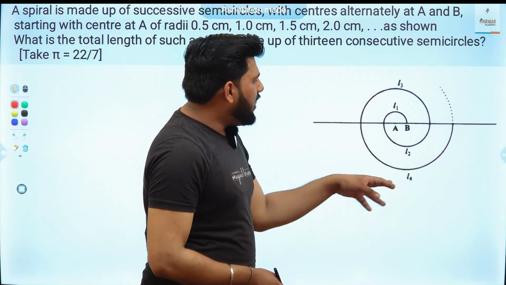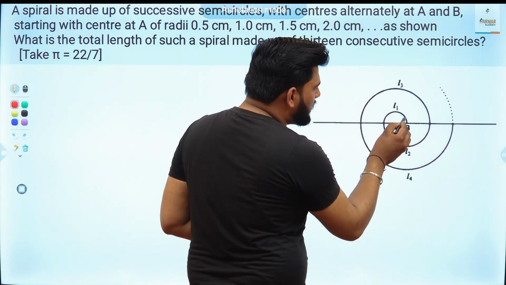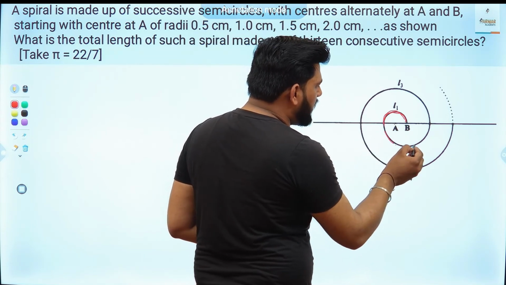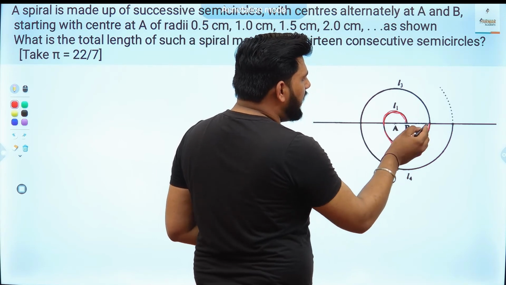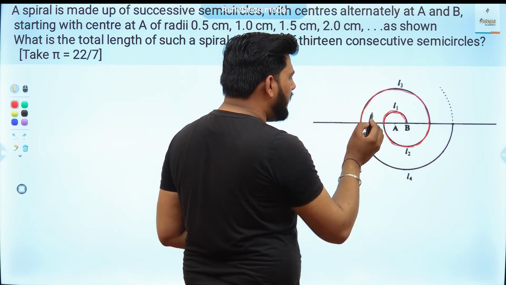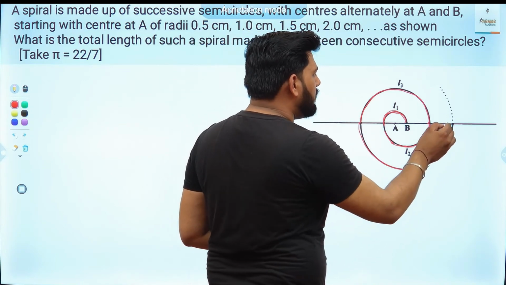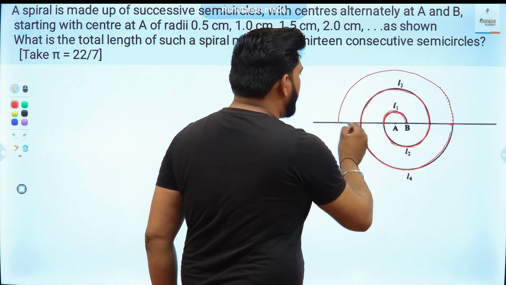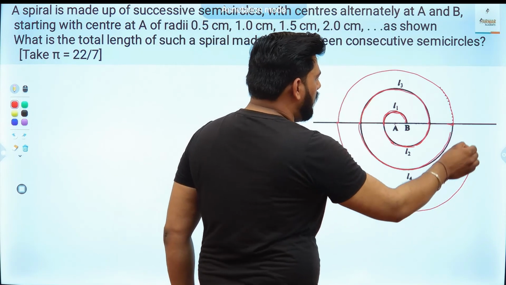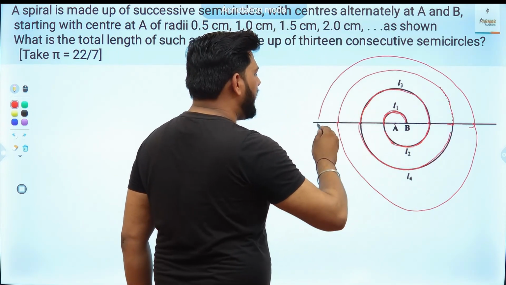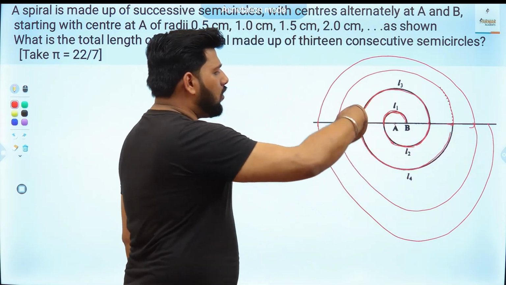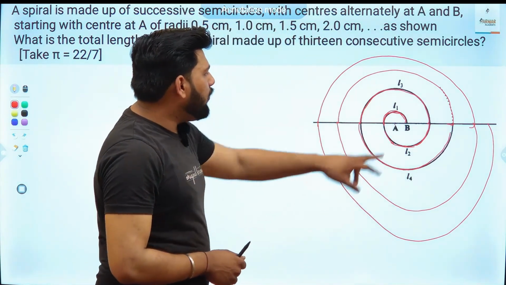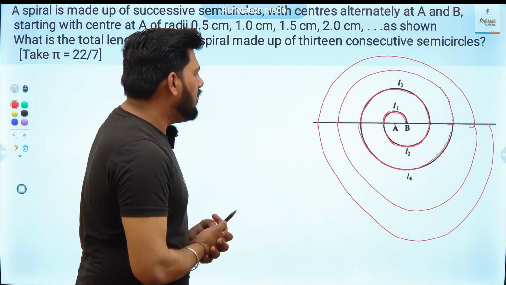Look here. The spiral is formed in which this is the first semicircle whose center is A, and now this is the second semicircle whose center is B. Again, this is the third semicircle whose center is A, and this is the fourth semicircle whose center is B. Alternately, the next semicircle has center A, the next has center B, and so on. Like that, there are 13 semicircles forming the spiral, and we have to find the length of the total wire used here.